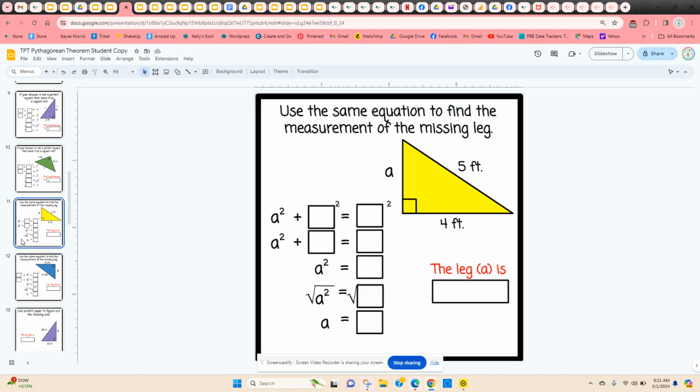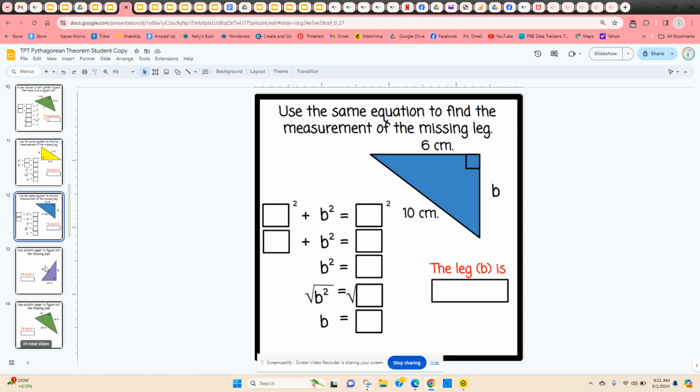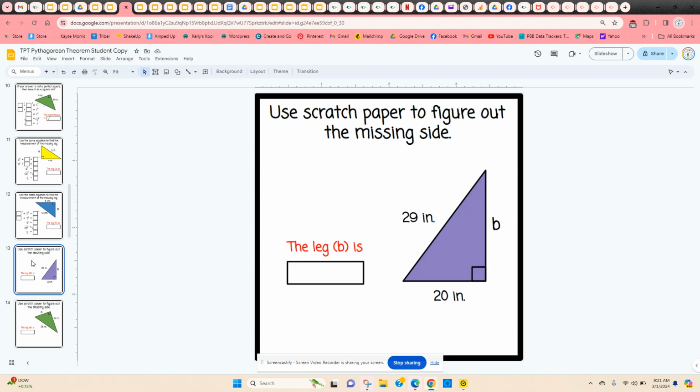And now they're going to be solving for one of the legs using the same formula. So a squared, we don't know what a is. We're going to solve for a, one of the legs. Same thing on the next slide. And when they get to slide 13, now they've done it with the text boxes, they're going to do it on their own on scratch paper.